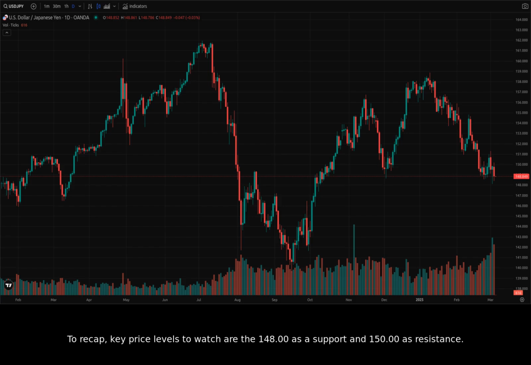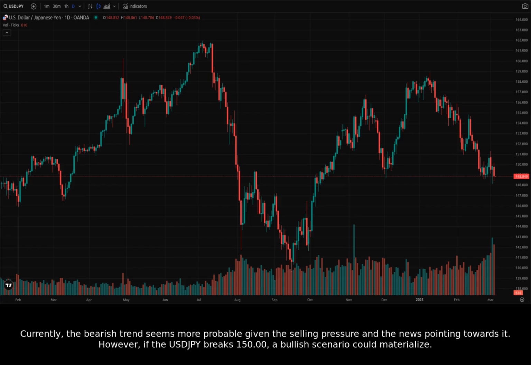To recap, key price levels to watch are the 148.00 as a support and 150.00 as resistance. The yen's strength is largely tied to the Bank of Japan's policies. Currently, the bearish trend seems more probable given the selling pressure and the news pointing towards it. However, if the USDJPY breaks 150.00, a bullish scenario could materialize.